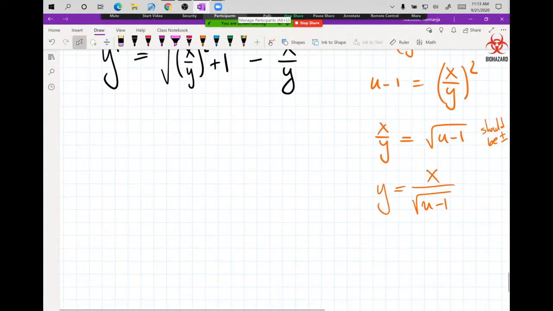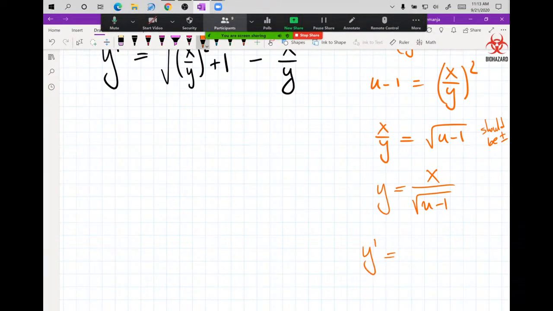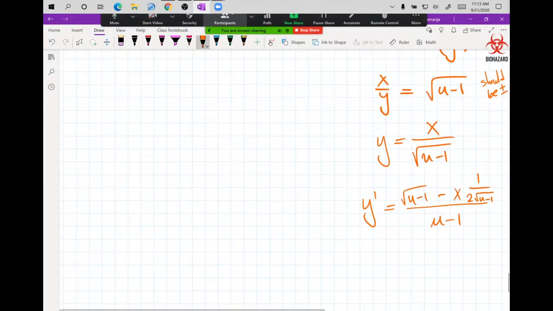So we need the derivative, which is the y prime. Square the bottom, we just get u minus 1. Copy it to the top, which is u minus 1, derivative of x is 1, minus x times, ooh. Oh no, that's the derivative of this one. And the derivative of this one is 1 over 2 root u minus 1. Okay.